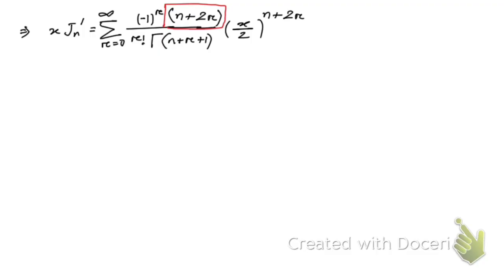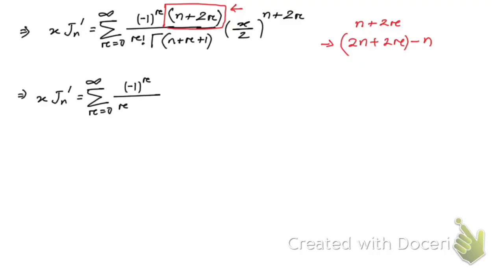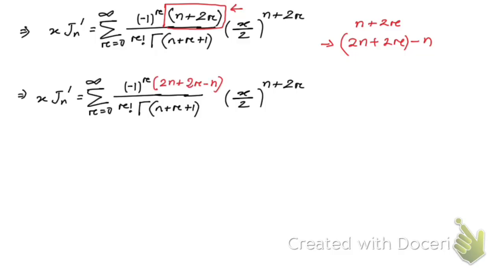Now here you can see this term n plus twice r can be written as twice n plus twice r minus n. We can write it this way. So this implies, let me rewrite this in this way. Hope you have understood this.